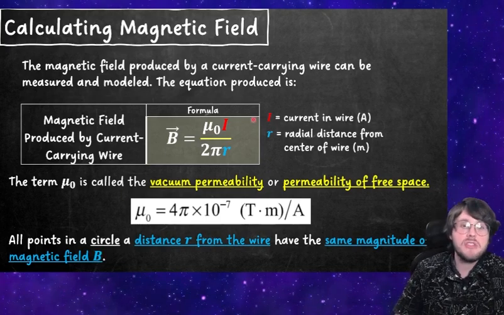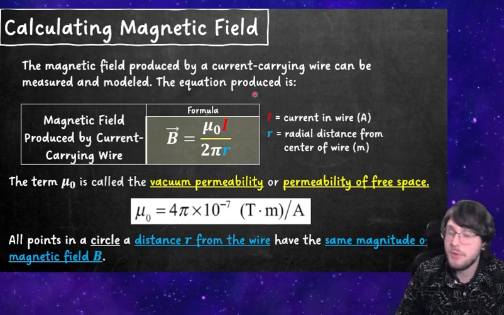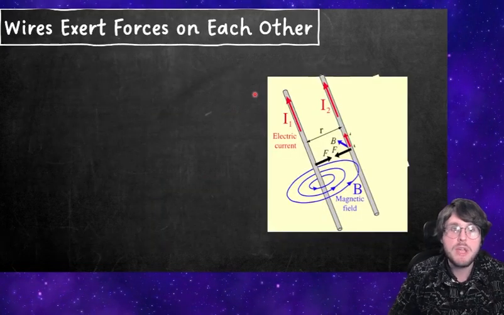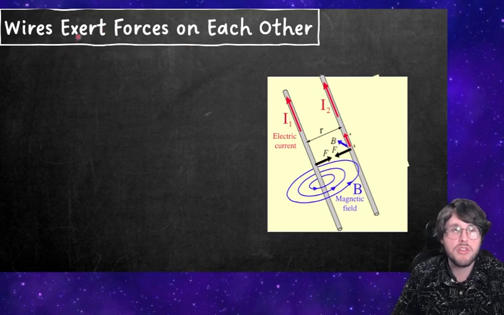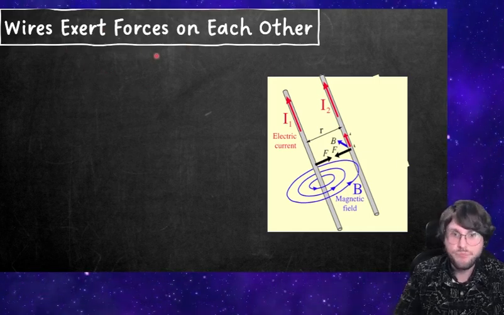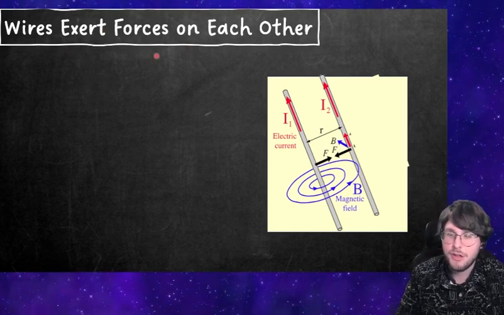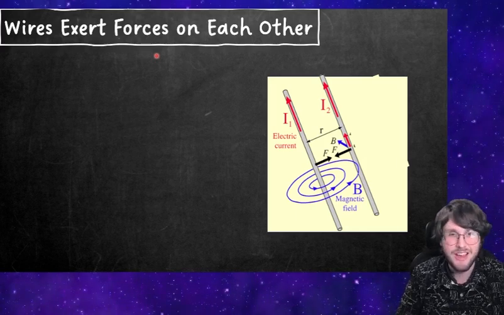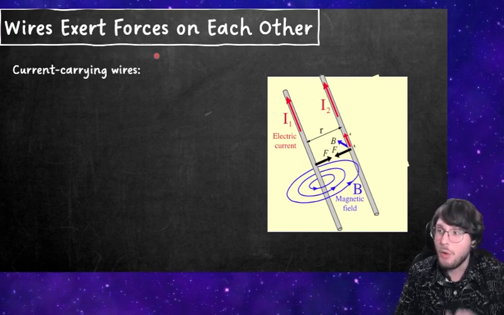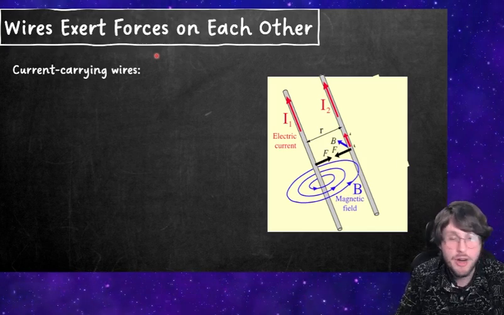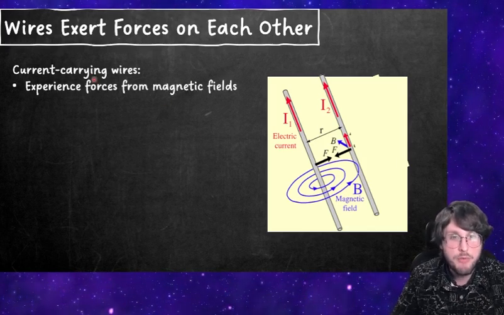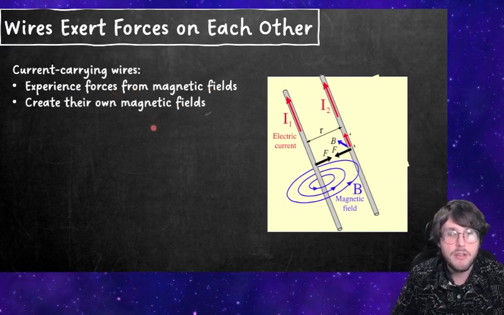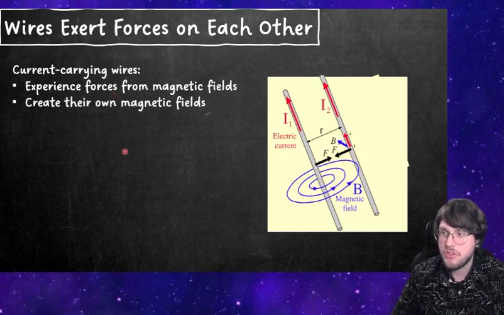So with that, I'd like to show how we can use this equation in tandem with some of the equations from the previous video with magnetic force to show how we can figure out what force two wires exert on each other. Now, this was a pretty clear experimental observation that was made by physicists when they were first characterizing all of this stuff. Well, if we think about it, current carrying wires at this point experience forces from magnetic fields. We established that in the previous video. And they also create their own magnetic fields, as we just established.